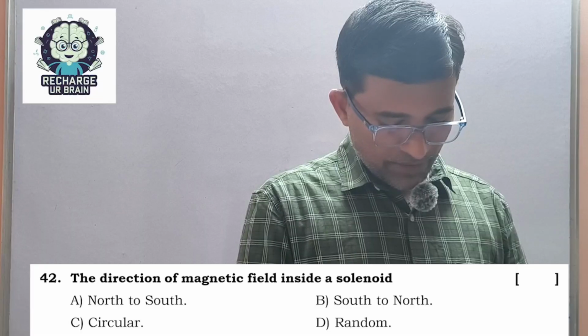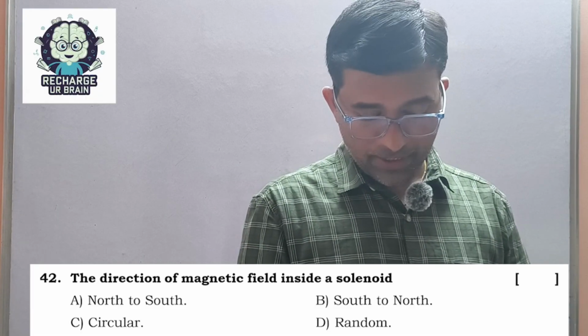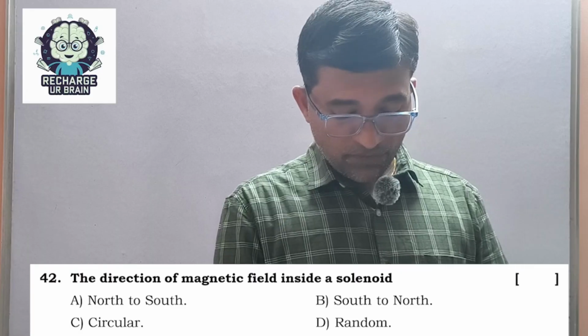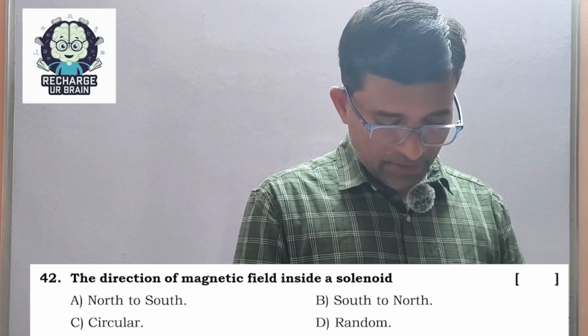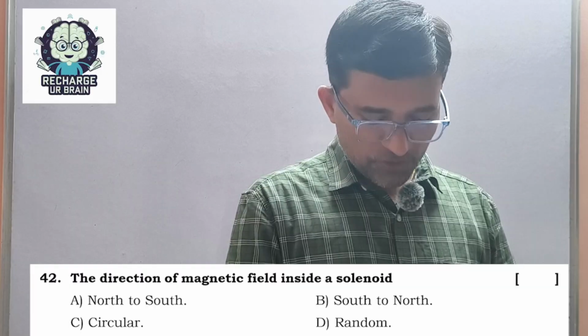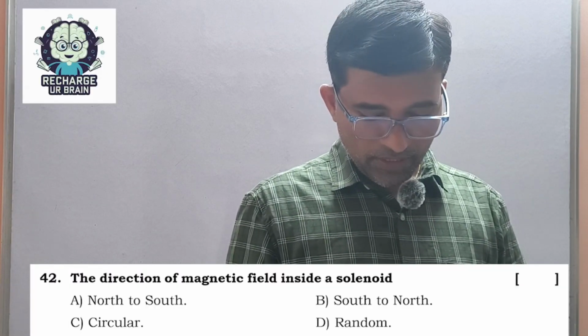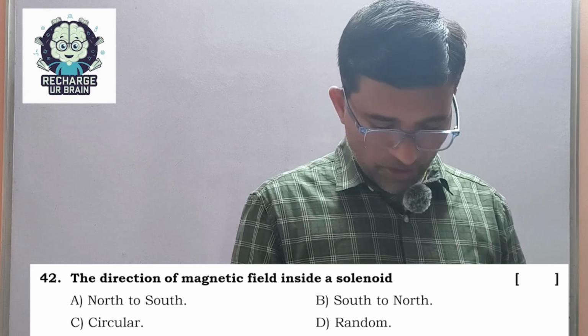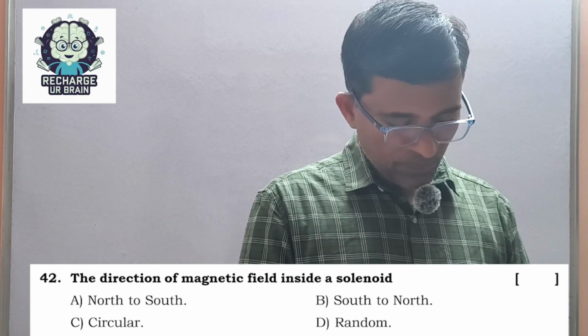And 42nd one, the direction of magnetic field inside a solenoid. I will repeat, the direction of magnetic field inside a solenoid. It is from south to north. Everybody knows this, I think so. North to south is outside the solenoid. Inside the solenoid, it is from south to north. Now 42nd one, right option is B.